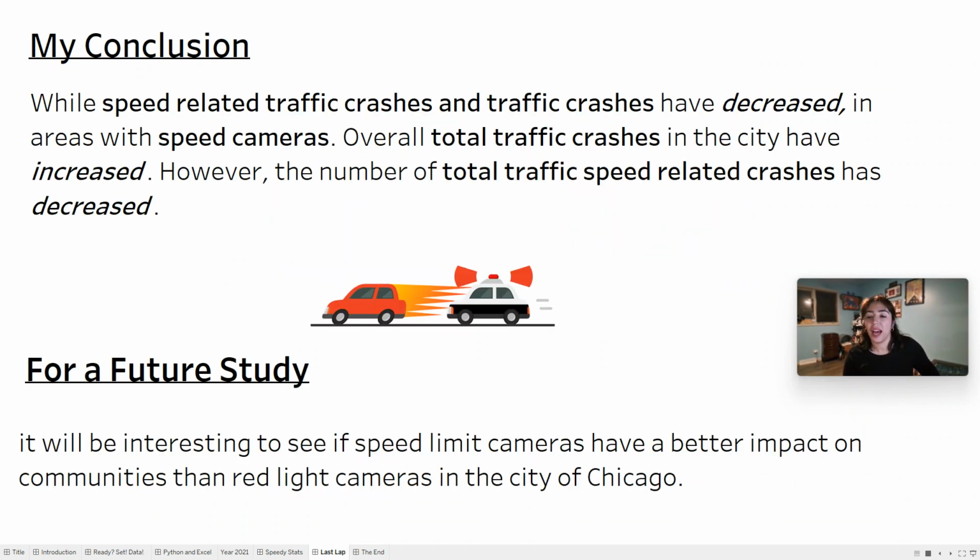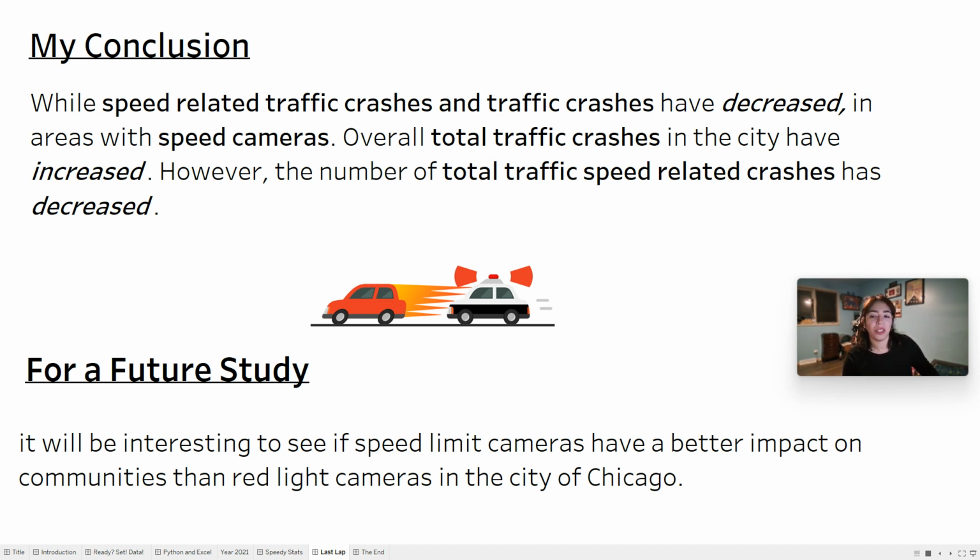With that, I was able to conclude with my data that speed-related traffic crashes and traffic crashes have decreased in areas with speed cameras, while on the other hand, the total number of traffic crashes in the city has increased. However, the number of total traffic speed-related crashes has decreased.